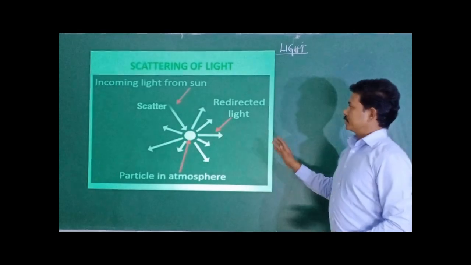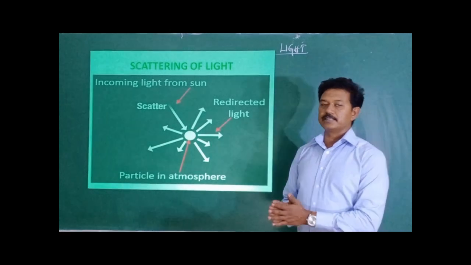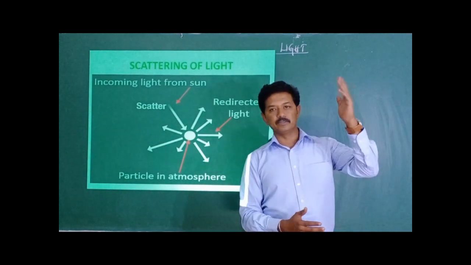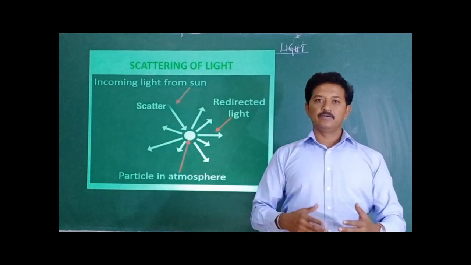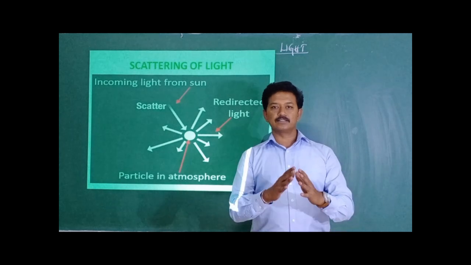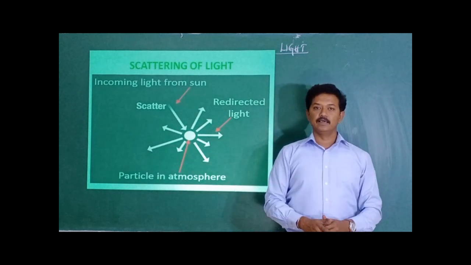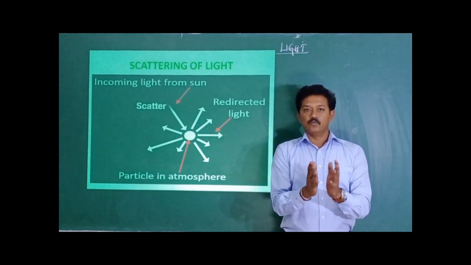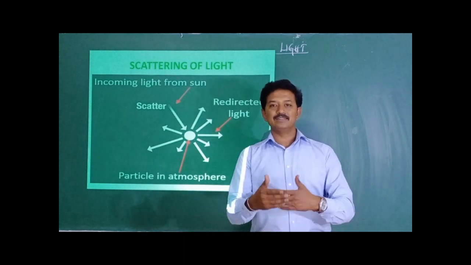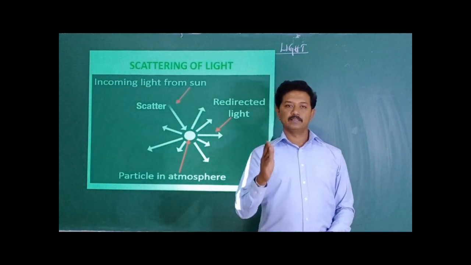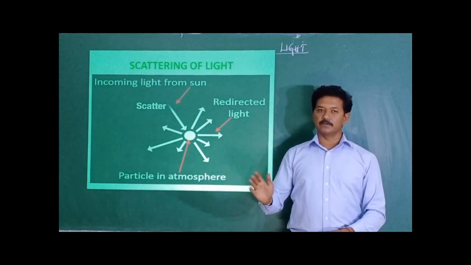Okay. Next is very important, it is scattering of light. Usually we wonder why the sky appears blue in color, and during sunrise and sunset the entire sky appears red in color, and during the afternoons the sky is white in color. Why are these things happening, how are the color changes happening? That is due to the scattering of light.